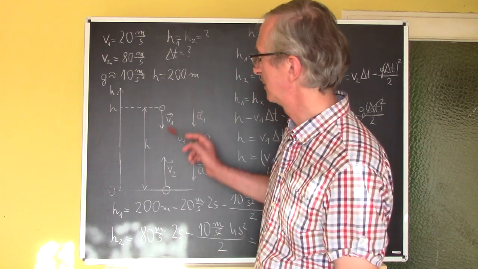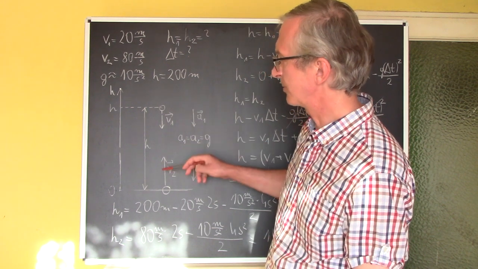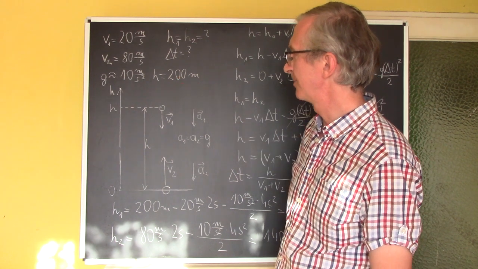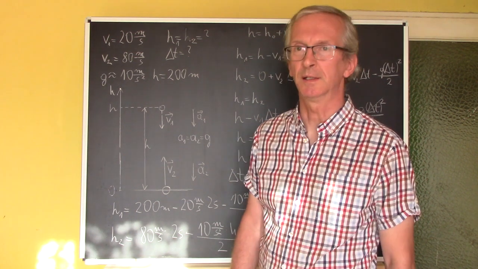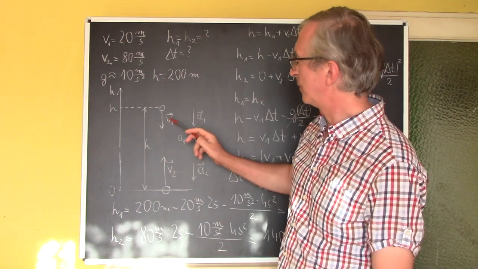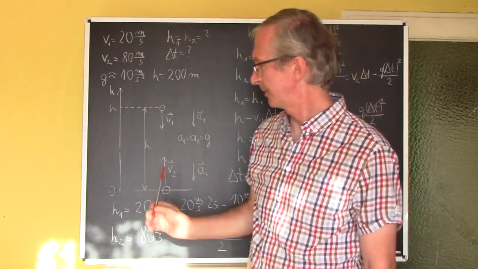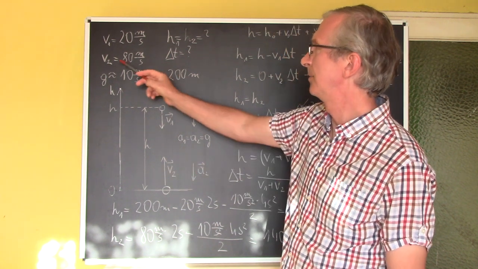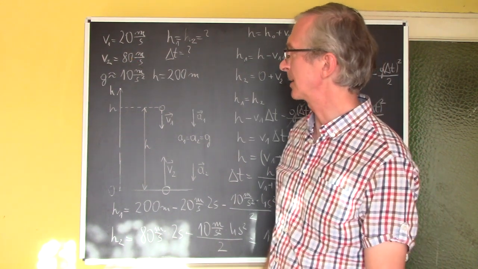We have two balls, the first and the second. The initial distance between these balls is h equal to 200 meters, and in the same moment we throw these balls vertically: the first ball downward with velocity v1, the magnitude of this velocity is 20 meters per second, and the second ball we throw upward with velocity v2, the magnitude of this velocity is equal to 80 meters per second.